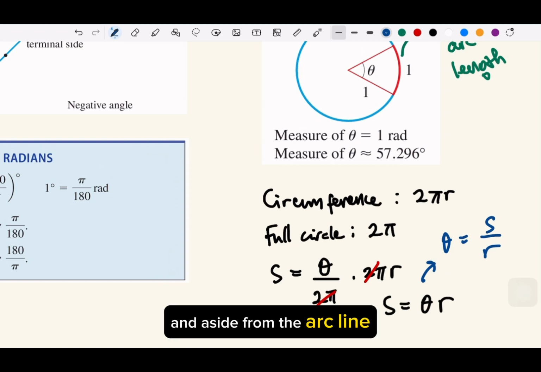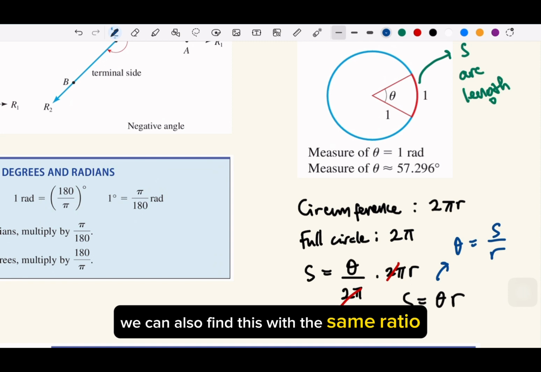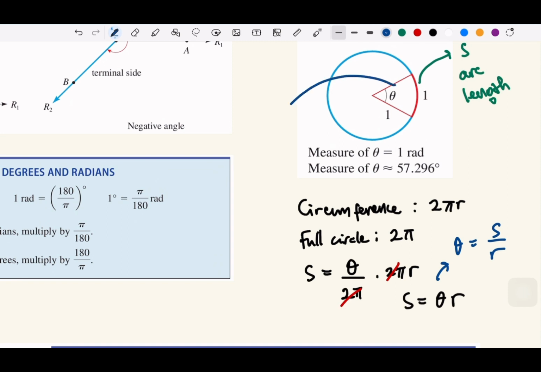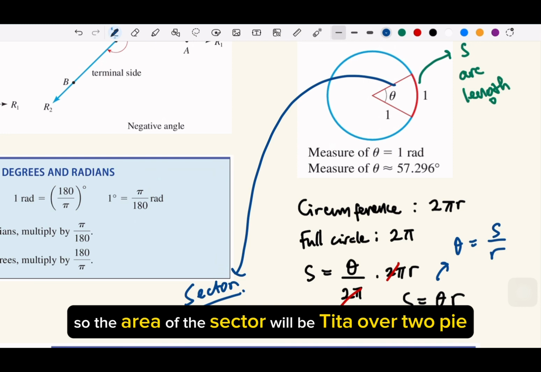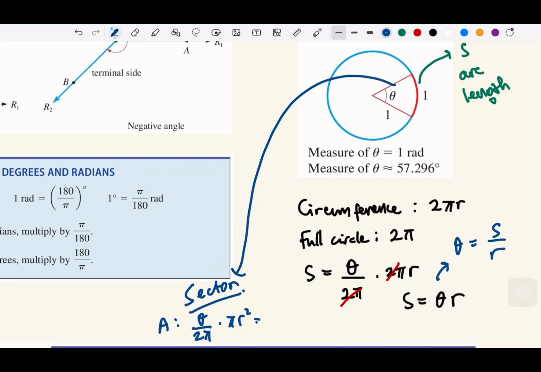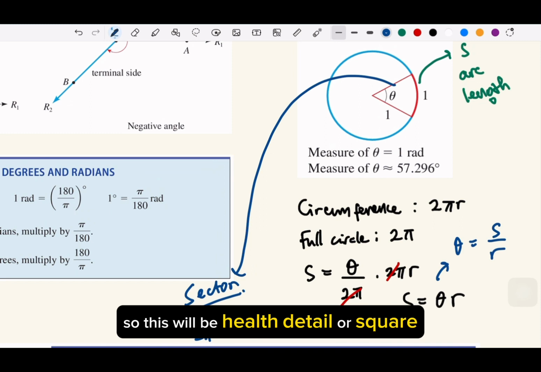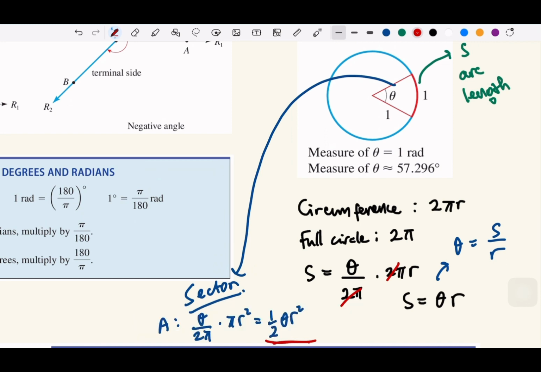And aside from the arc length, we can also find, with the same ratio, what we call the sector. So the sector is the area. The area of the sector will be theta over 2 pi multiplied by the area of the circle, pi r squared. So this will be one half theta r squared. You will see this expression a lot when we deal with calculus 2.